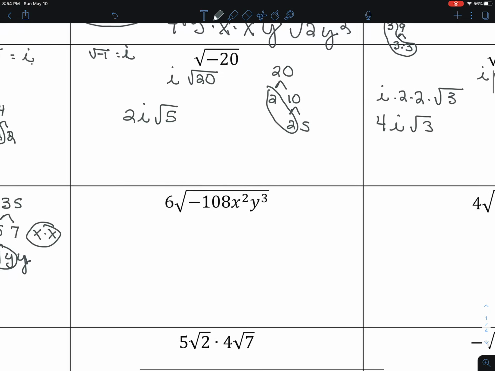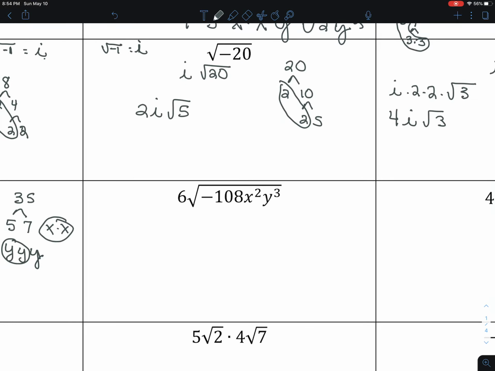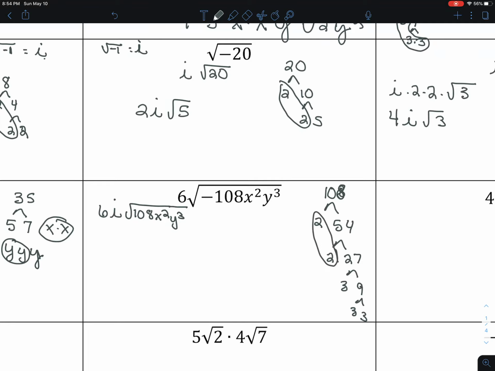Okay? Negative 108, again, and I have that 6 outside, but that's okay. So I know that it's going to start as 6i, the square root of 108 x squared y cubed. So let's break down 108. I think we've done this before. That's 2 times 54, which is 2 times 27, and that's 3 times 9, and then 3 times 3. So I think when we did it before, we did it as a cube. Now we're doing it as a square root. So I only need 2 to take out. So I have the 2 here, this pair of 2, and this 3. So both of those are coming out.